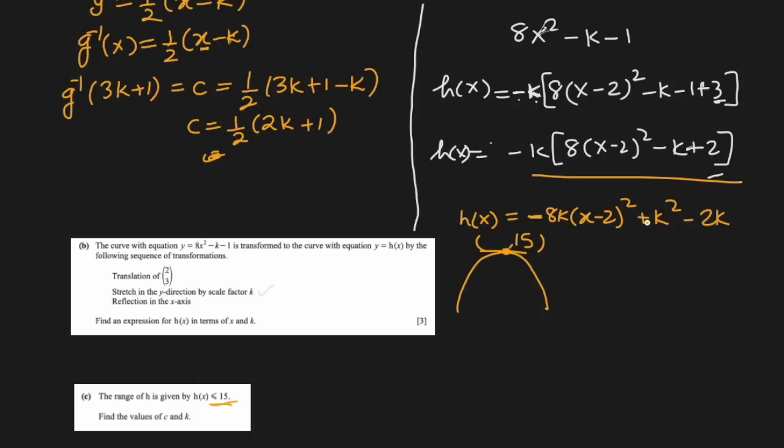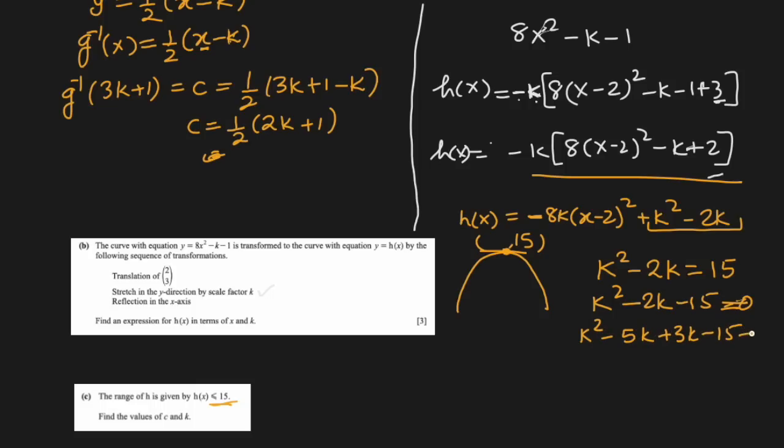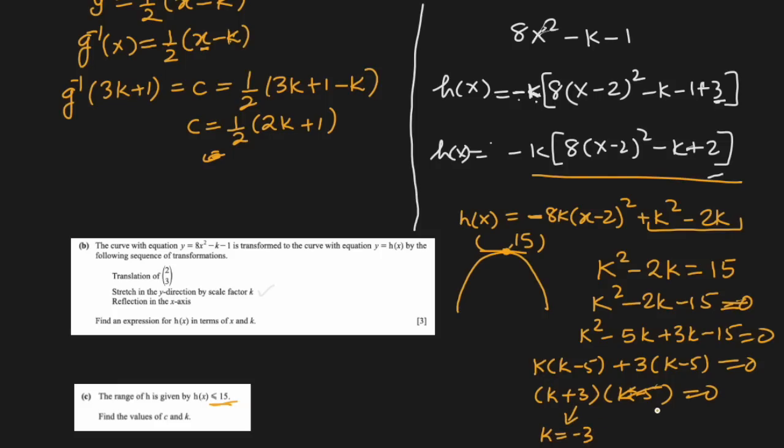What is the y coordinate in vertex form? This is the y coordinate, which is outside the function. That means k square minus 2k is equal to 15, the y coordinate. And it becomes k square minus 2k minus 15 equal to 0. This is an equation for us which will give us k. So if I split the middle term, it will be 5 times 3. So k square minus 5k plus 3k minus 15 equal to 0. k minus 5, plus 3, k minus 5 equal to 0. k plus 3, k minus 5 equal to 0. This gives us k equal to minus 3. This gives us k equal to 5.